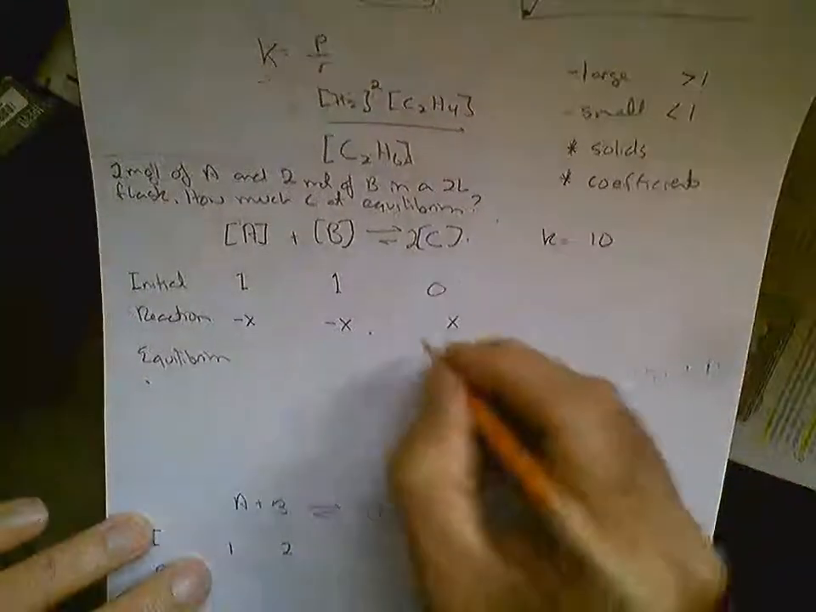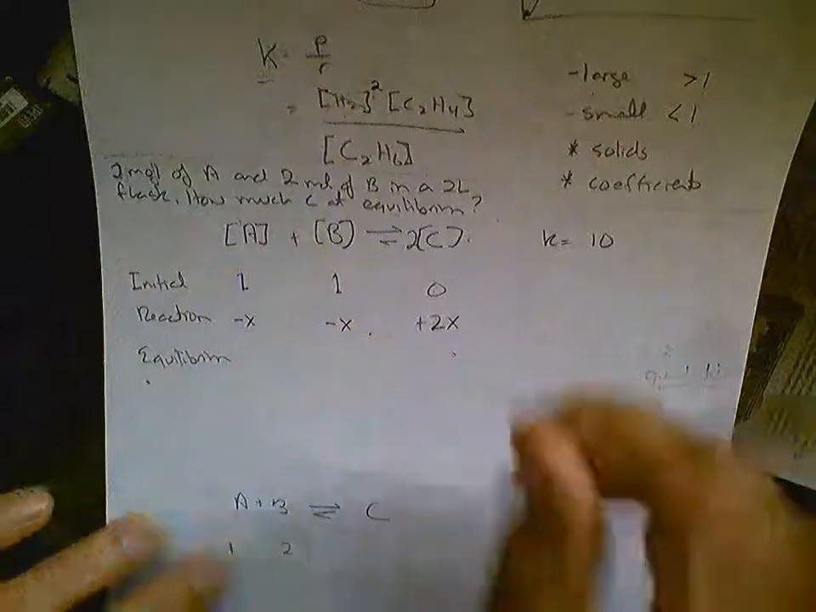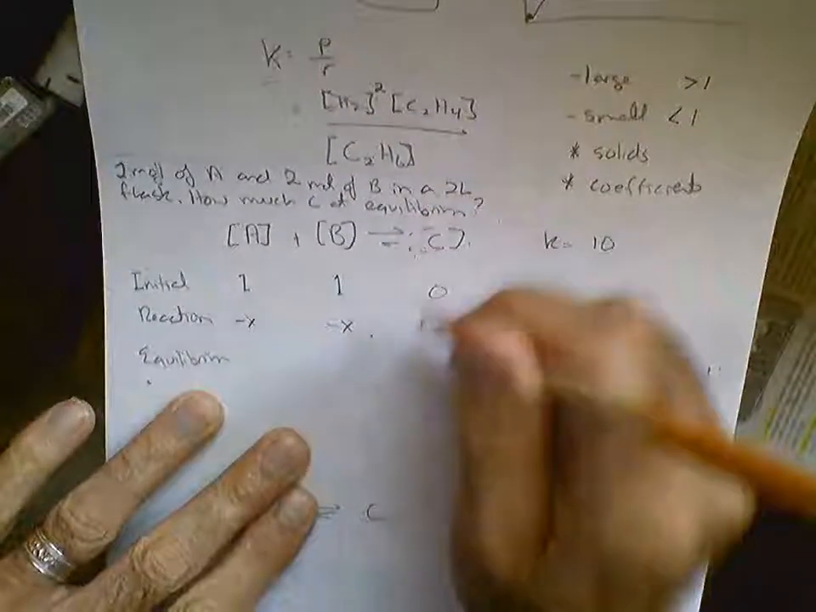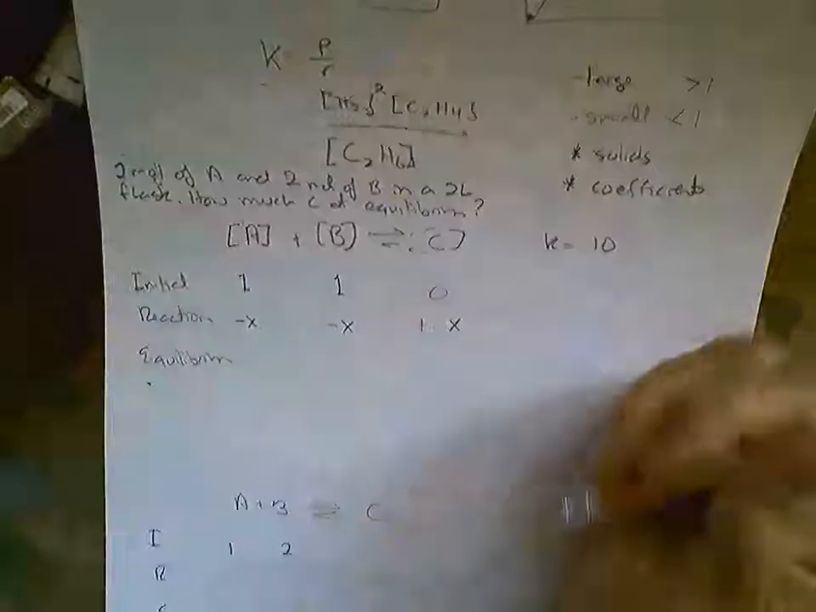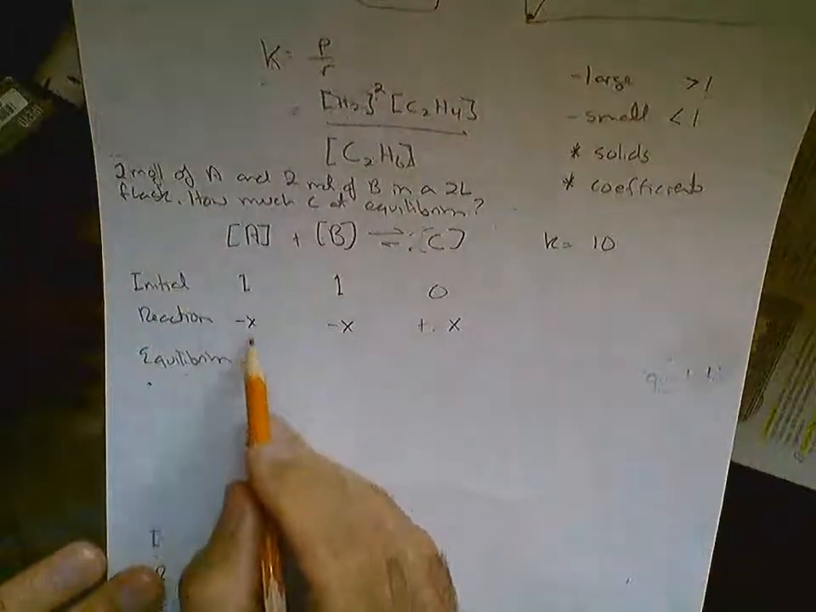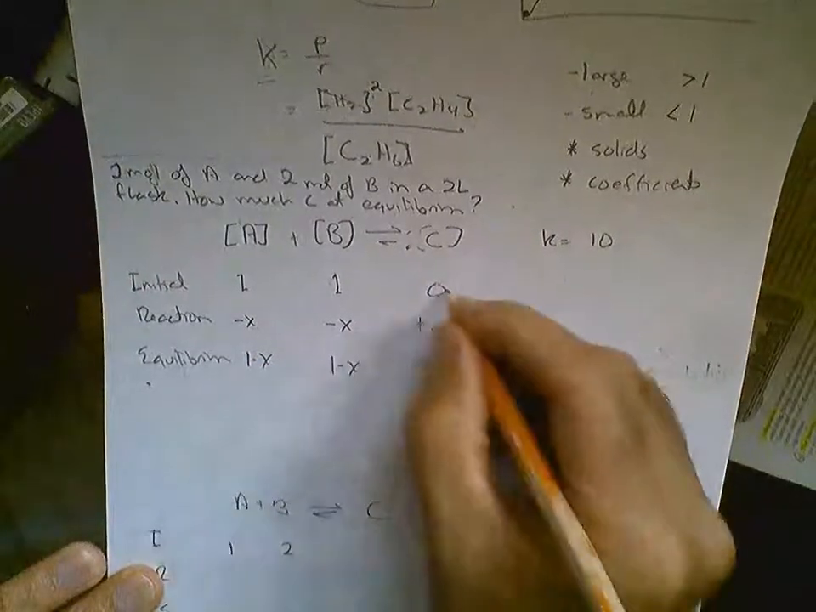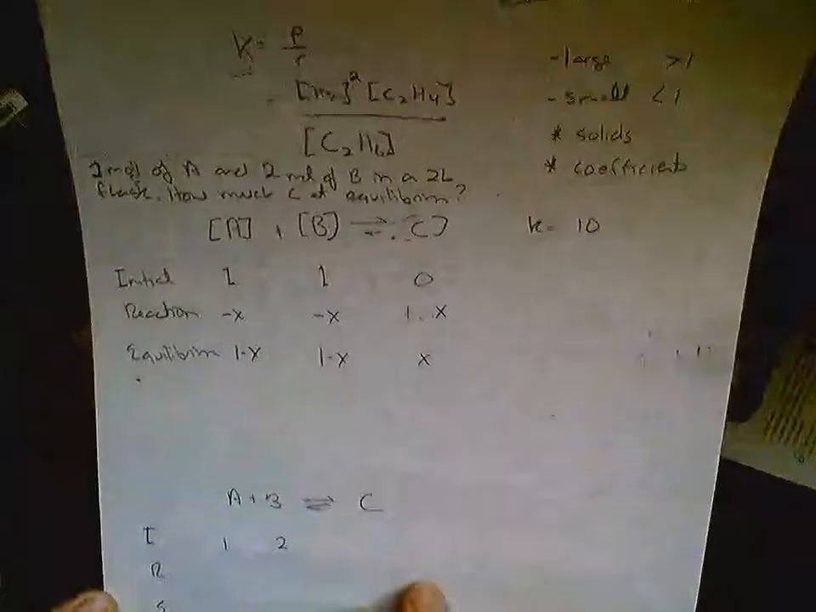This would become 2x. So anywhere you have a coefficient, that goes in front of the x. We do not have a coefficient, we'll get rid of that. To find out what you're going to have at equilibrium, read down the line. 1 minus x, 1 minus x, 0 plus x is x.